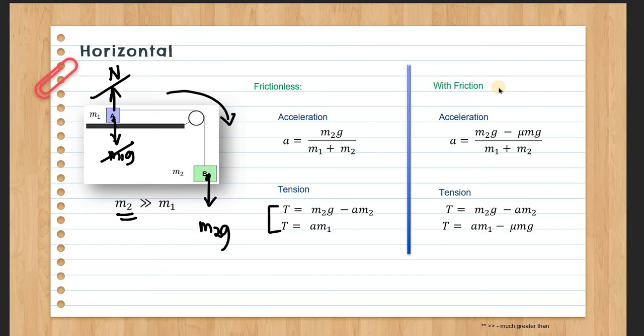However, if there is friction, kapag may frictional force, it will be moving this way. So, Fk is towards that way and M2G is towards this way. So, we'll just have here M2G minus friction. So, this is a flat surface. So, the equation for friction is mu times mg all over M1 plus M2 so that you can have the acceleration of the pulley.